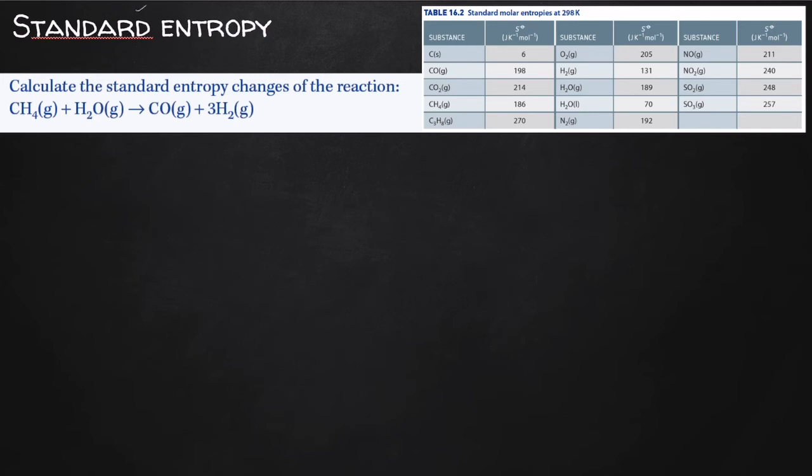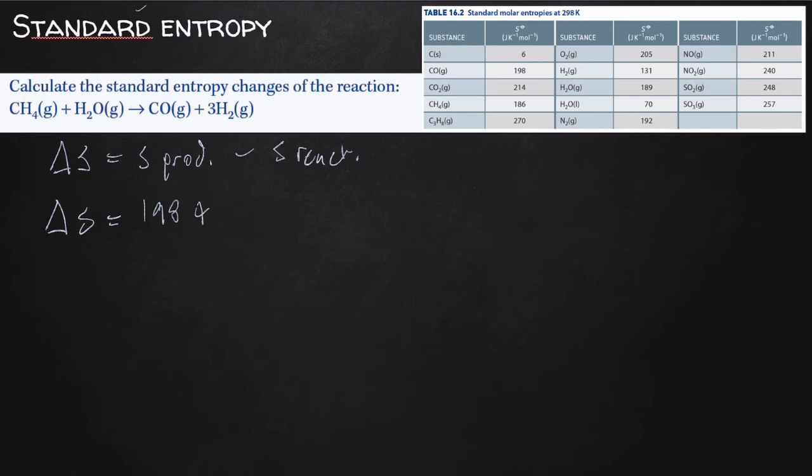Okay, so the change in entropy, remember, is equal to the sum of the entropy of the products minus the sum of the entropy of the reactants. So we've got carbon monoxide and 3 moles of hydrogen as our products. We've got some methane and water vapor as our reactants. So let's use our table here and we'll put some values in. So the change in entropy here will be, let's have a look, we'll go for carbon monoxide, 198.